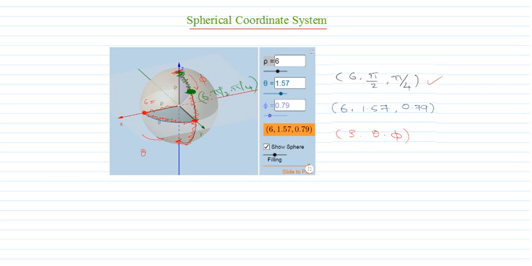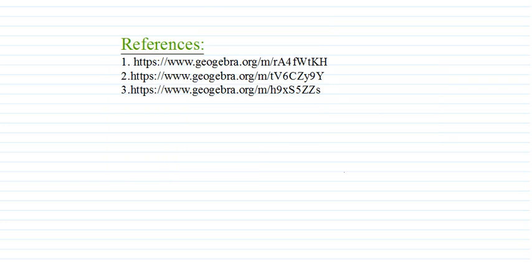Okay, so this is how we are representing the points in 3 different coordinate systems, and the references that I have taken for these things are the 3 website links that I have given here. You can refer to these, and I'm going to show you the same demonstrations here. So, let us go to those websites.